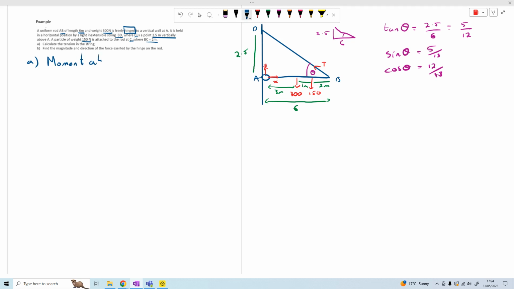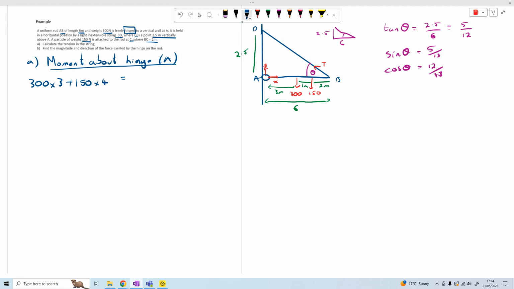okay, about the hinge, and put a bracket, that's A. Hinges at A, isn't it? Okay. That's going to eliminate X and Y, so I can then do every other force. So again, it's an equilibrium. Clockwise should equal anti-clockwise. So the 300 and the 150 are both clockwise. So I've got 300 times 3, because it's 3 away. And I've got 150 times 4.